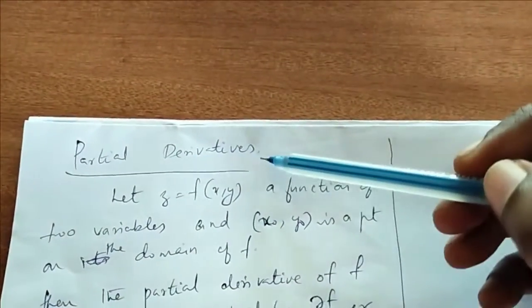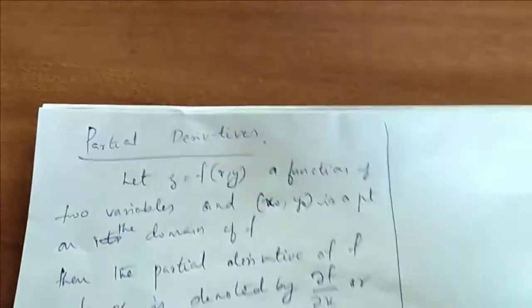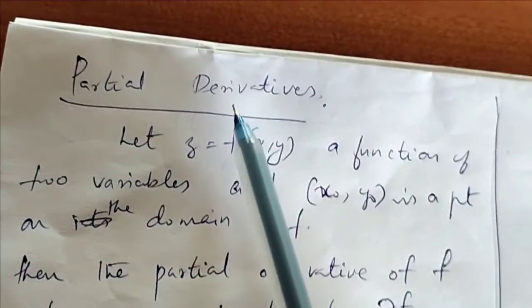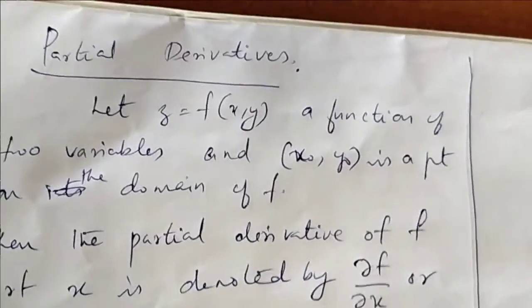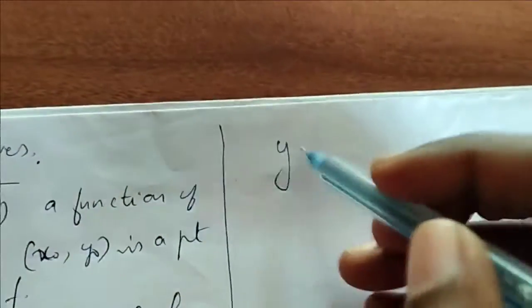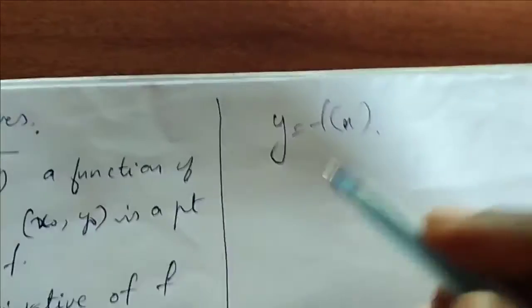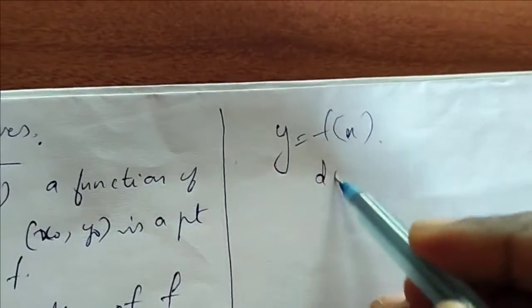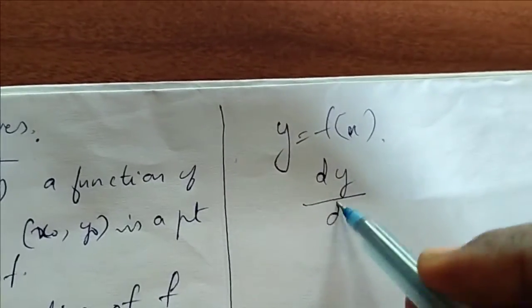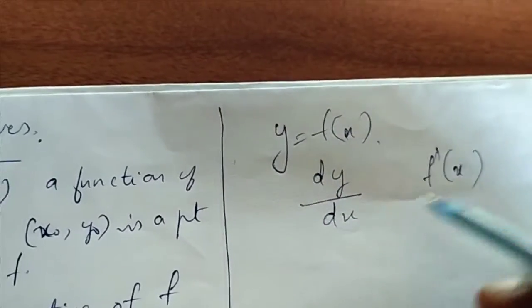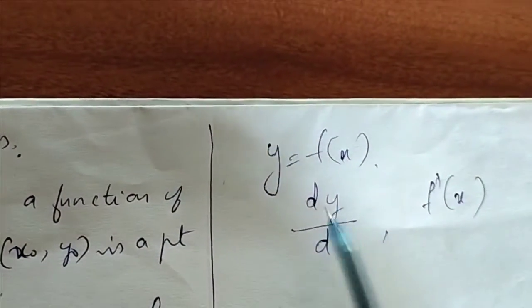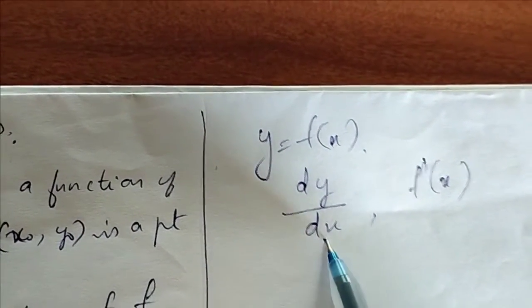So next is partial derivatives. What is meant by partial derivative? Partial derivative is like the ordinary derivative. In ordinary derivative, we have a function of a single variable, y is equal to f of x, and we find the derivative of y with respect to x, that is dy by dx, or we write f dash of x. Okay, so this is the ordinary derivative of y with respect to x, dy by dx.